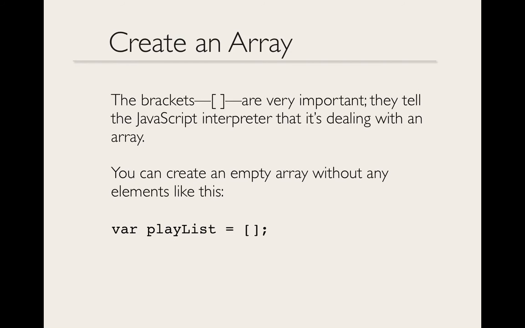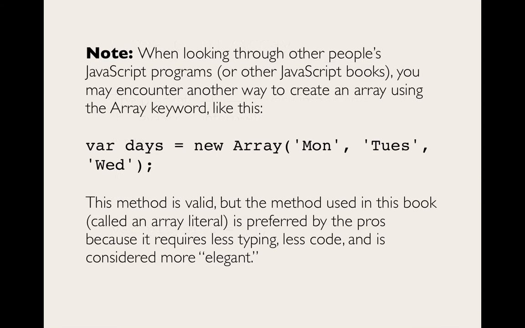Now, the brackets are very, very important. They tell JavaScript that it's dealing with an array, and you can create an empty array without any elements just by creating a variable, naming it, and putting some square brackets on the other side of an assignment statement, and don't put anything in it. It's just then a variable of type array. This is waiting for stuff to go in it.